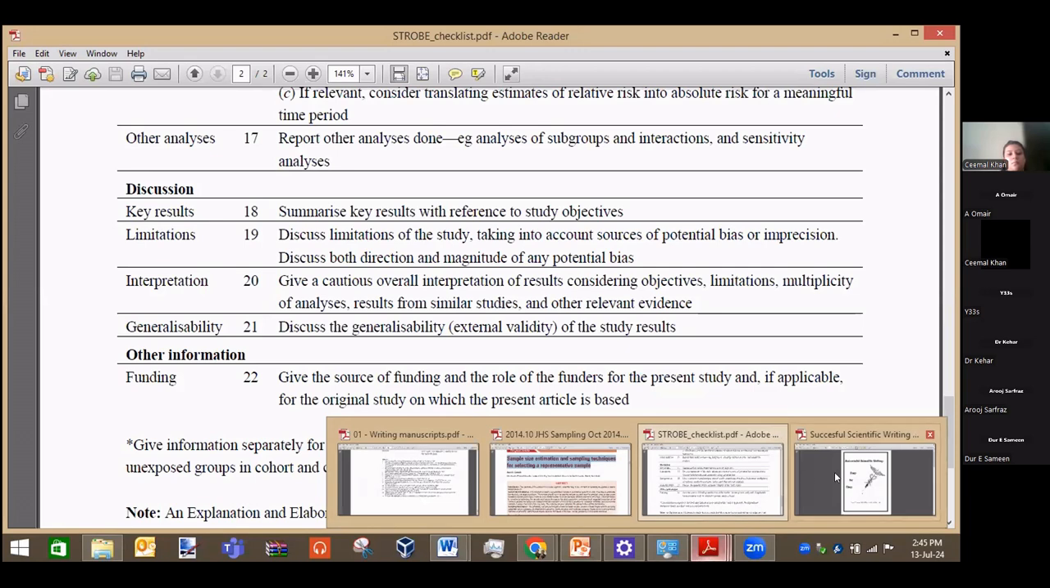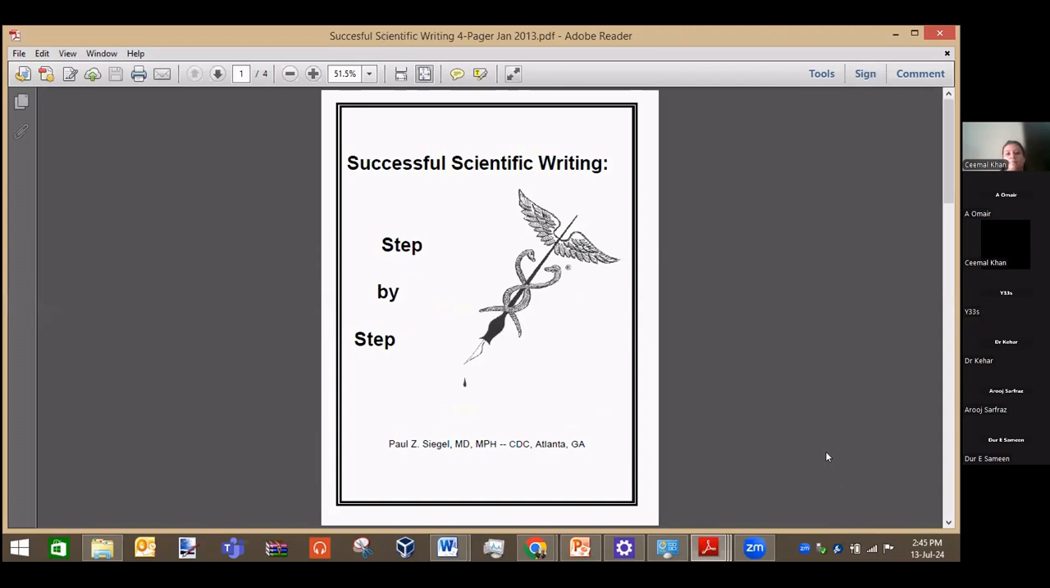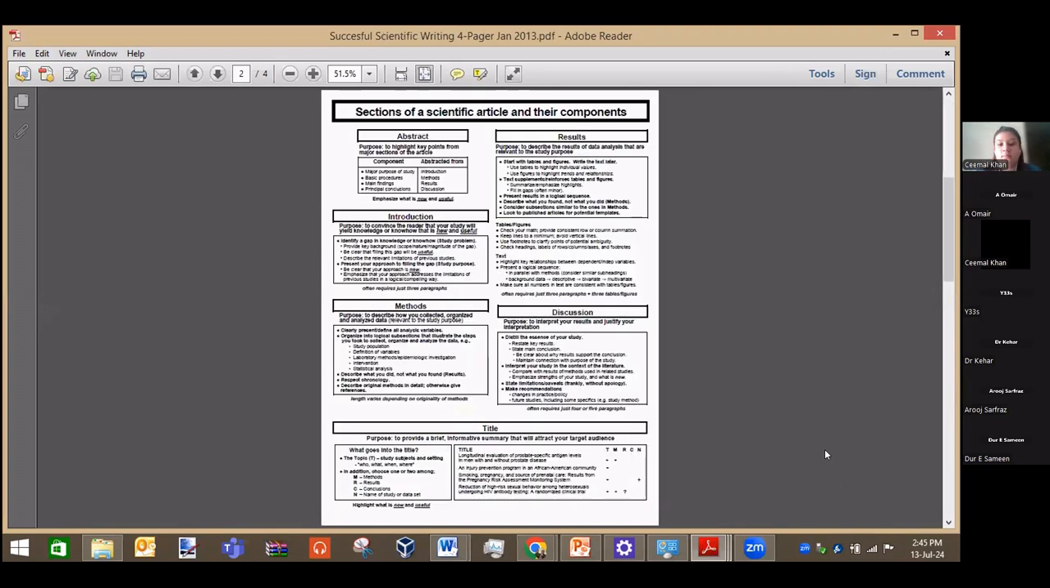Should we have questions? Okay, just one more thing that I'll be sharing as well. This is just a 4-pager. Everything that we've talked about, successful scientific writing step by step. It just gives a summary of everything in one page that is useful to keep and paste on your desk next to you when you're writing. Keep it over there.